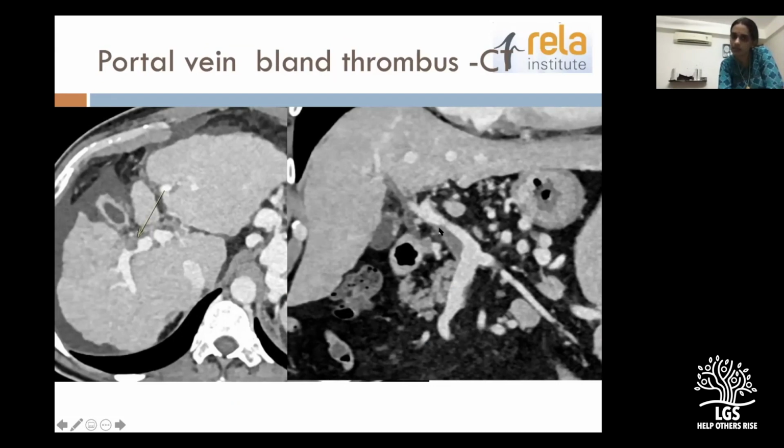Now, this here is a coronal reformatted image. So we can see the main portal vein there. That's a splenic vein, that's SMV. So this is a Yerdel's grade 1. We can see a thrombus that is adherent to the vessel wall, occupying, say, less than 50% of the lumen.